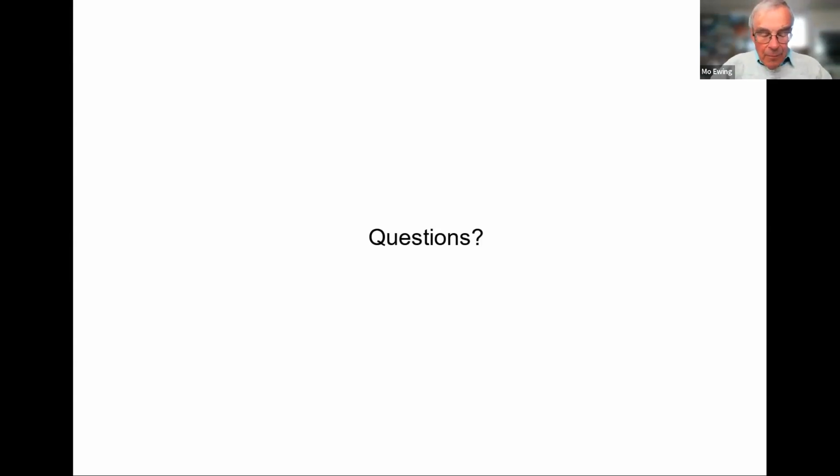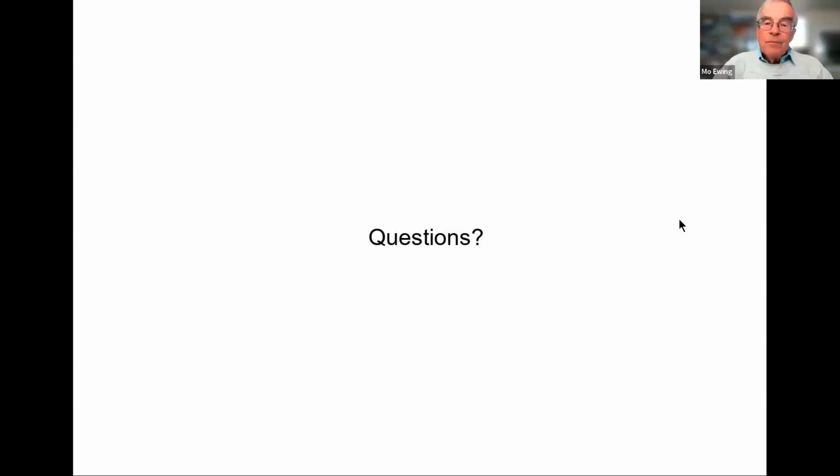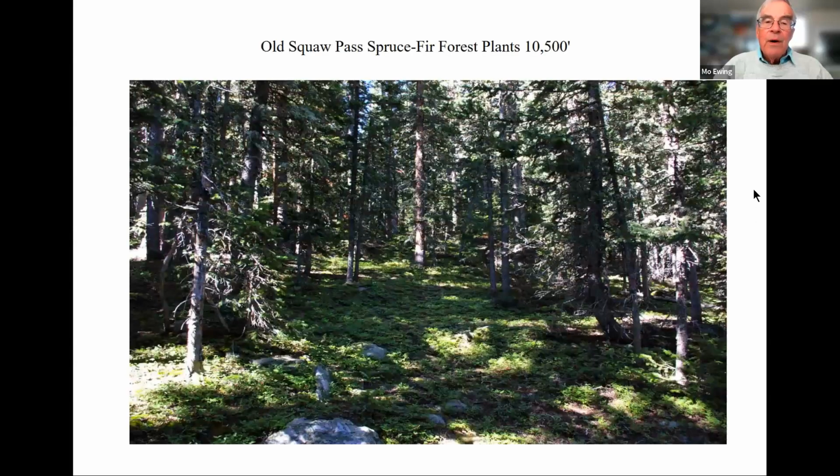Okay, are we ready for the subalpine? Sure. So now we go to one of my favorite places, Old Squaw Pass. It's a spruce fir forest, and it's subalpine, and it's on Squaw Pass Road, which you take from Evergreen, up 12 miles on a dirt road just beyond Echo Mountain ski area, and it was an old CCC camp, Citizens Conservation Corps.